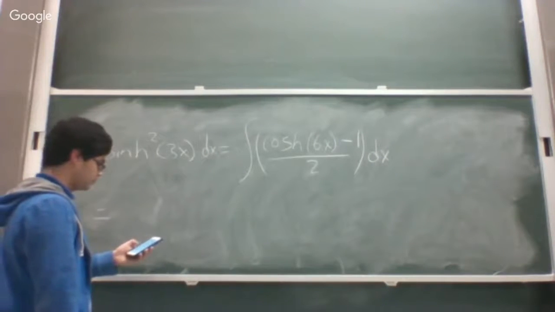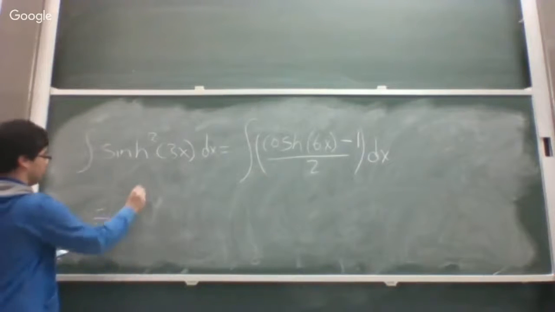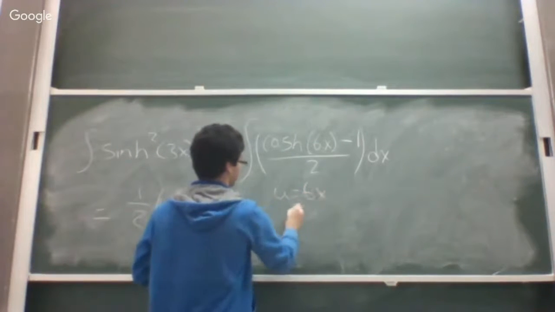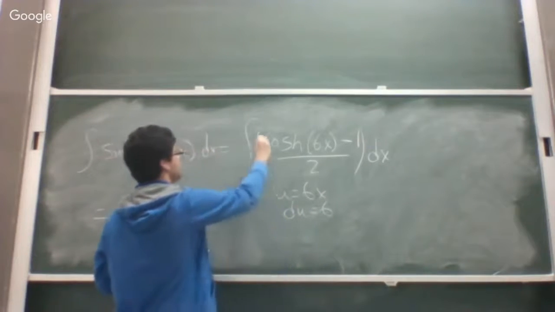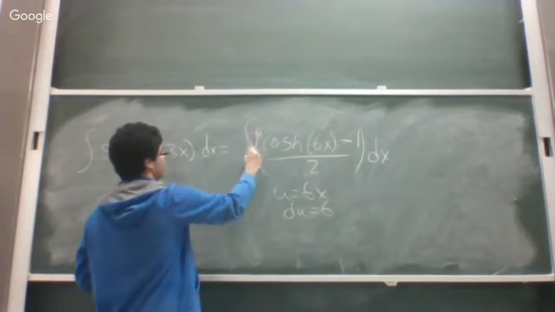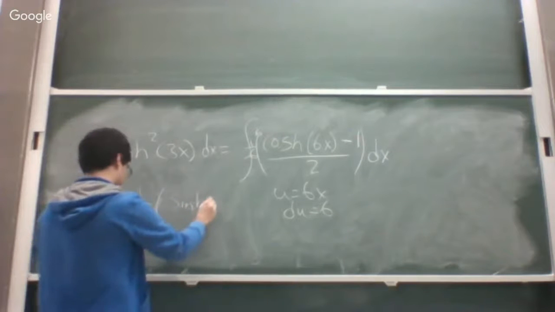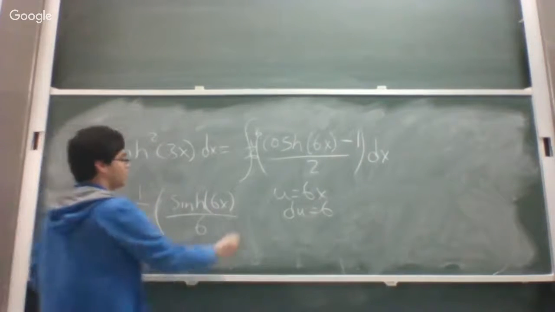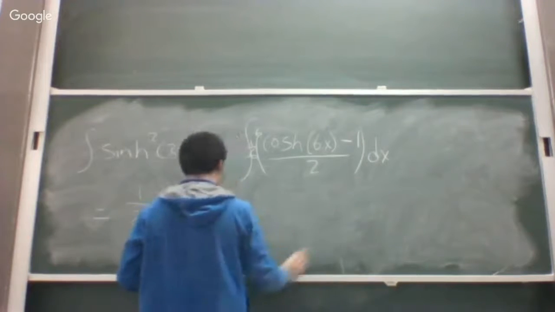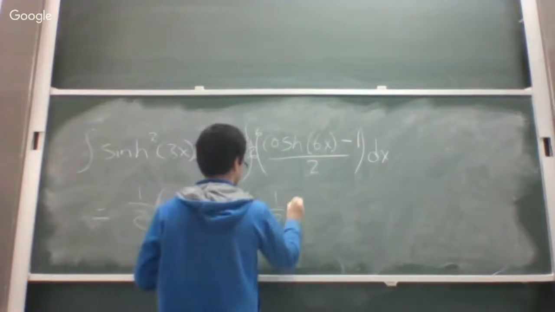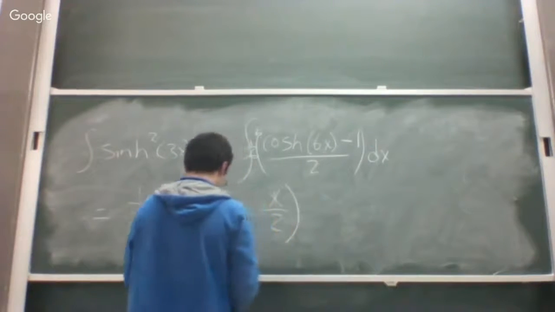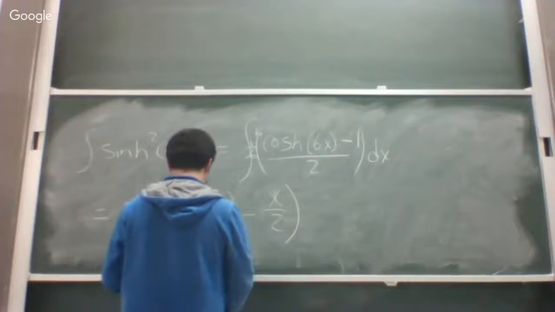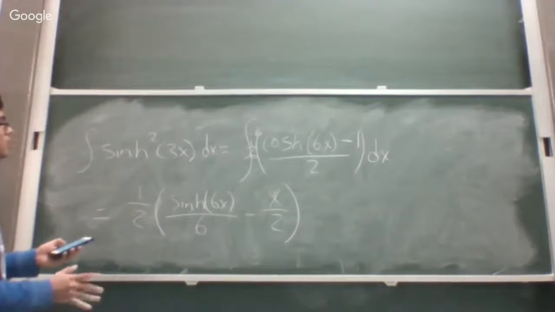That's equal to, we can take the 1/2 out. So we'll have 1/2 times, looking at just cosh of 6x, if our u is equal to 6x, our du is equal to 6. So we would multiply the outside by a 6 and then a 1/6. So we would have sinh of 6x divided by 6 plus 1/2 x, or x over 2. Sorry, I did that wrong. No, it's right. I think I did that wrong.